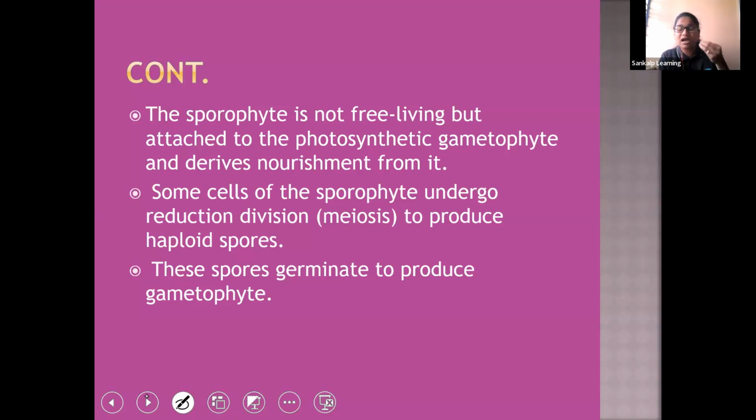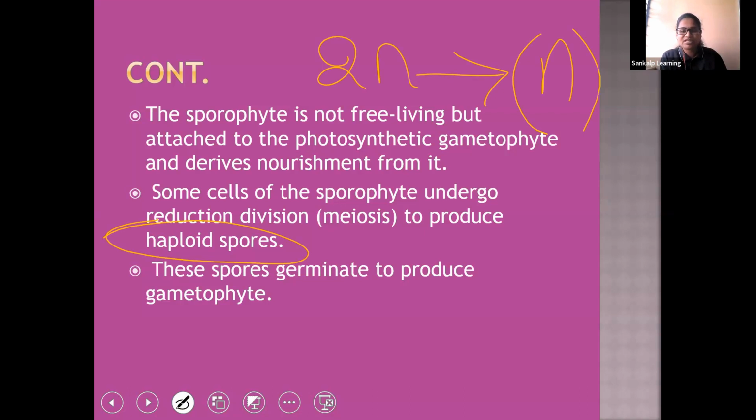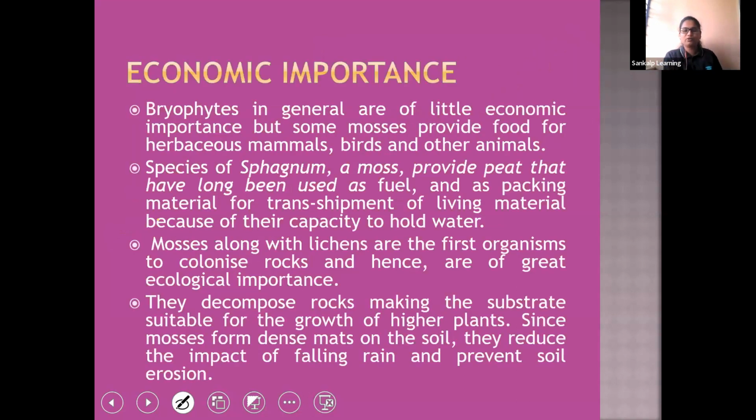Those cells which underwent meiotic division, in them it is 2N. Meiotic division means it will get N number of chromosomes, a single set of chromosomes. So these cells which undergo meiotic division will produce spores, which are called haploid spores. These haploid spores, when they germinate, will produce a new bryophytic body again, which is the gametophyte. This is the beautiful life cycle of the bryophytes, guys.